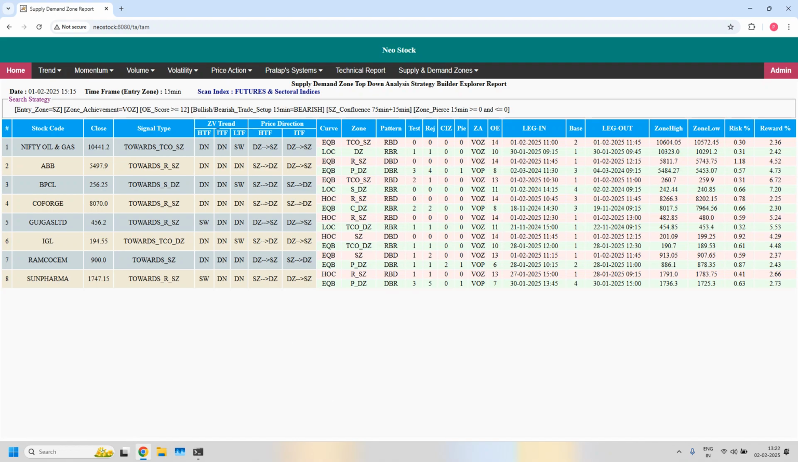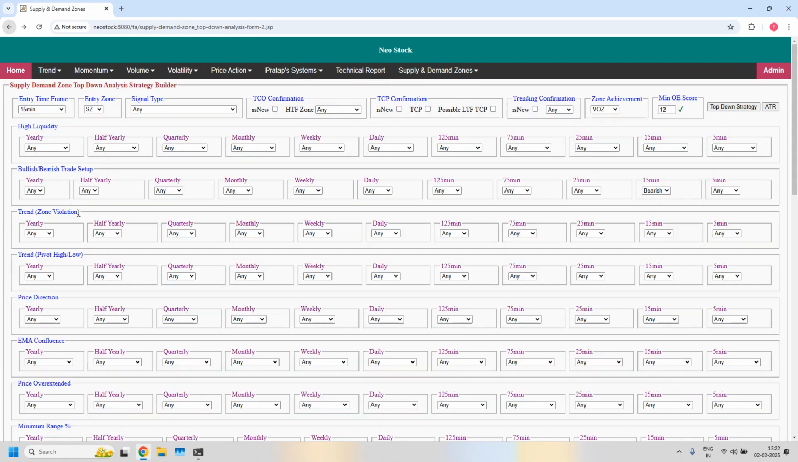Because the 75-minute supply zone, the ITF supply zone trend, is a downtrend, and the 15-minute supply zone is overlapped with the 75-minute supply zone, if the 75-minute supply zone is having daily EMA confluence, then these stocks could be even more high probability trade setup supported stocks. Let's verify.